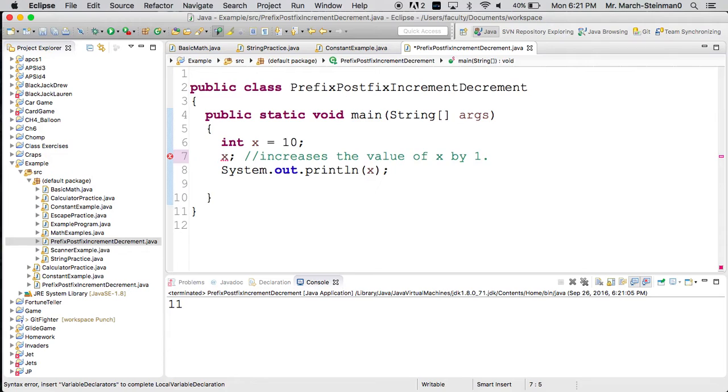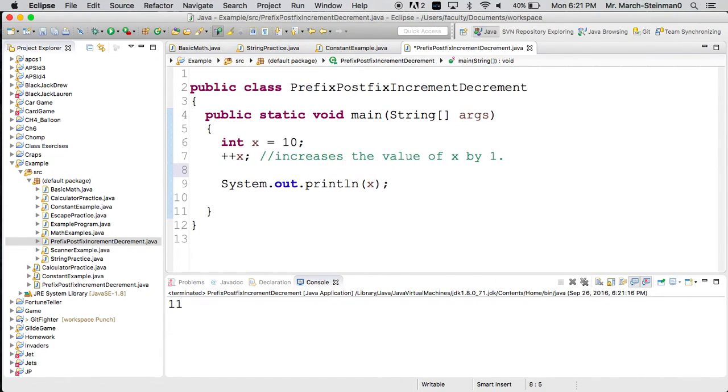I can also add it beforehand, though. I'll still get 11, but the difference between that and that is slightly more important than you'd think. So let's see what happens. Well, if I do 2 of them in a row, I'd obviously get 12, increases to 11, increases to 12, prints it out. Let's say what would happen if, and I'll comment this out, I did it inside of here. Would I notice a difference? Let's see what happens if I put it afterward.